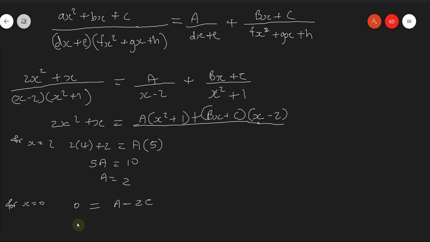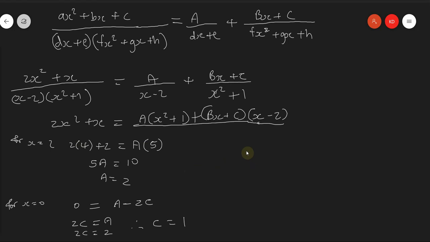So let's just bring over the 2c. So we have 2c is equal to a, but remember a is 2, therefore c is equal to 1. Good. And now that we have found a and we have found c, it's easy to just find b. So let's just plug in a value for x. Let's just use 1. 1 is simple.